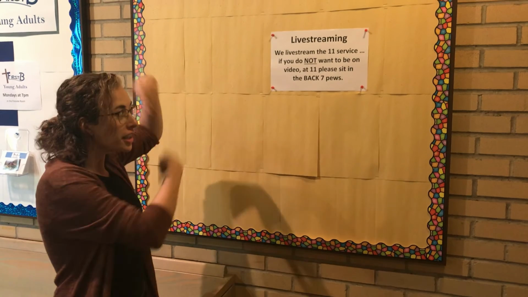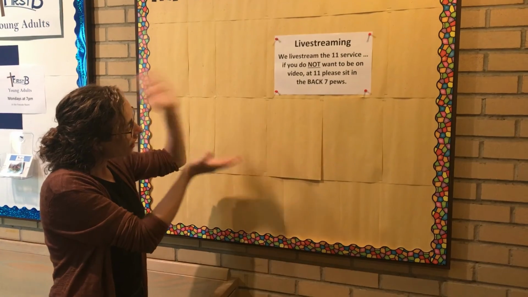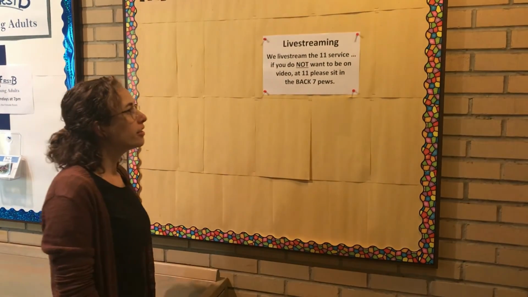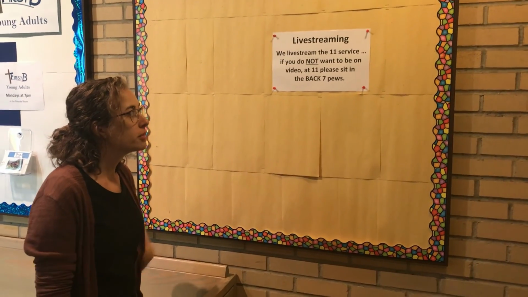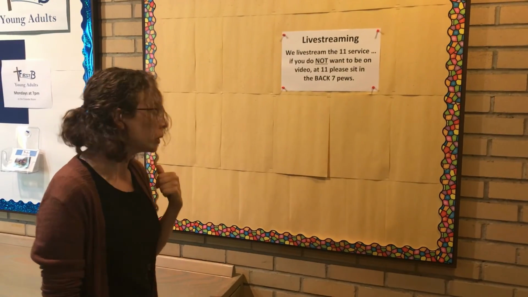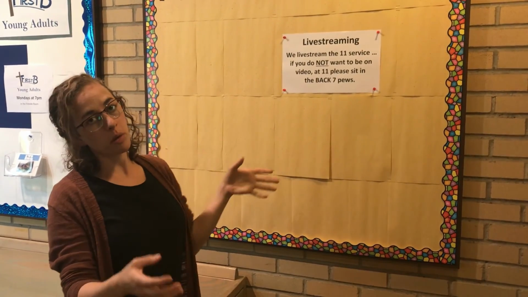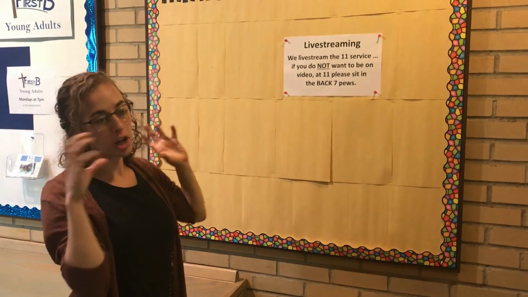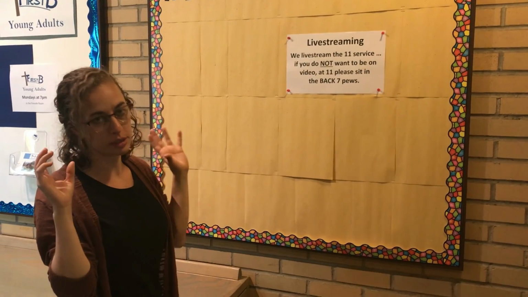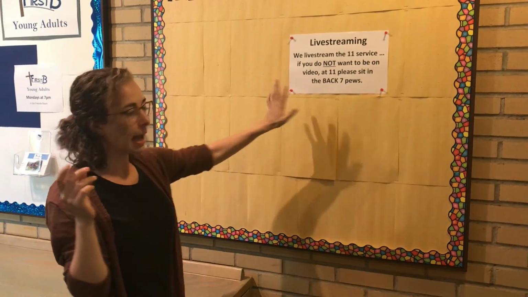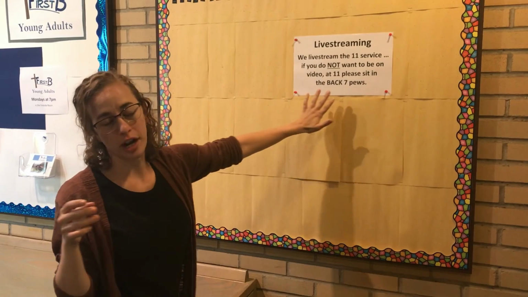So when people come to church, they are sort of notified that if they do not want to be on the live stream, they should sit at the back 7 pews. This means that you do not want to pull your cameras back all the way, because if you pull your cameras as far back as they can go, you will capture the back 7 pews, and we are contractually obligated not to do that.